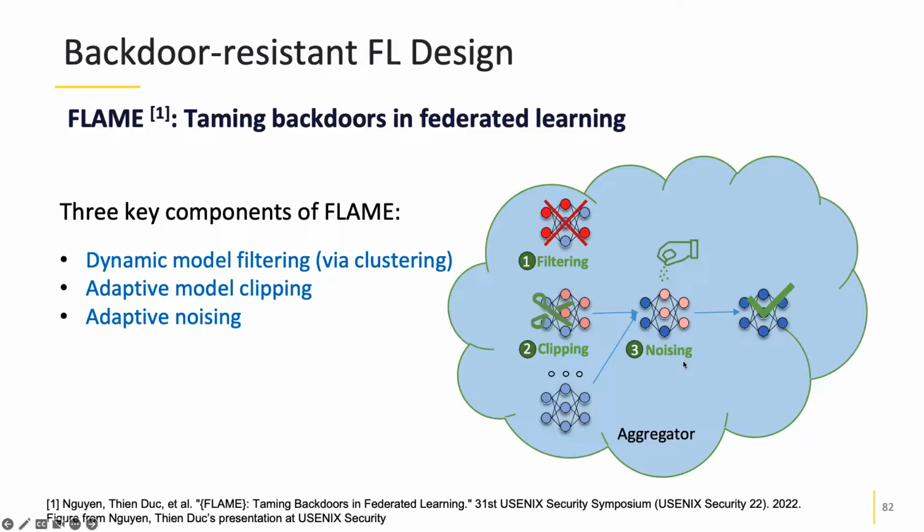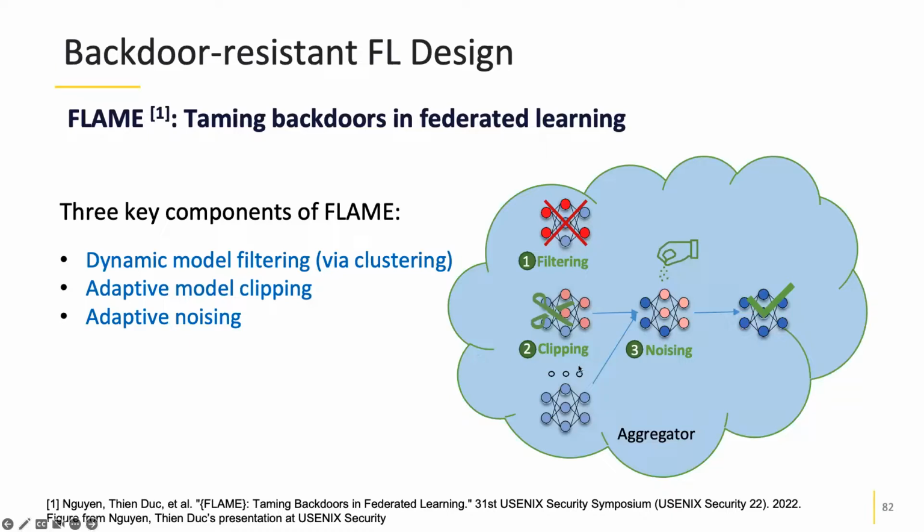The third component of Flame is adaptive noising. In this component, the defender injects differential privacy based random Gaussian noise into the aggregated global model. And the noise scale is adaptively tuned based on the statistics of local updates.